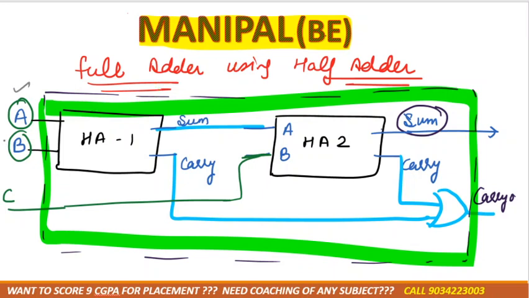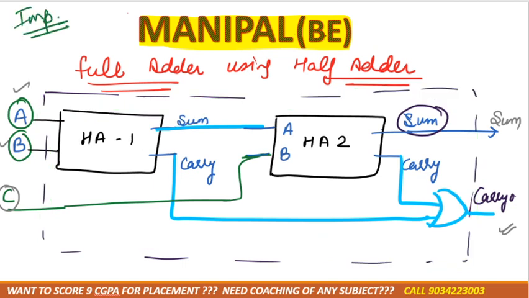In this we'll have three inputs, A, B and C, and two outputs. One is sum and another is carry. Got it? So this is the half diagram I made. In this we don't need to show the half adder like this.